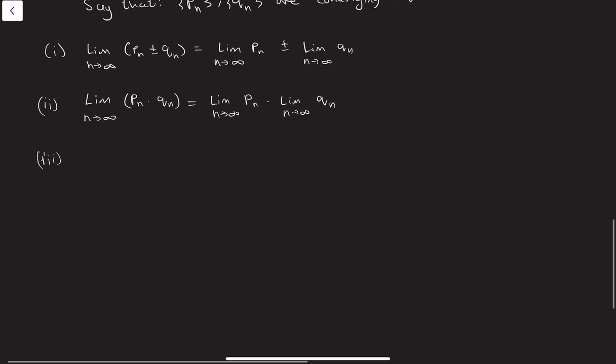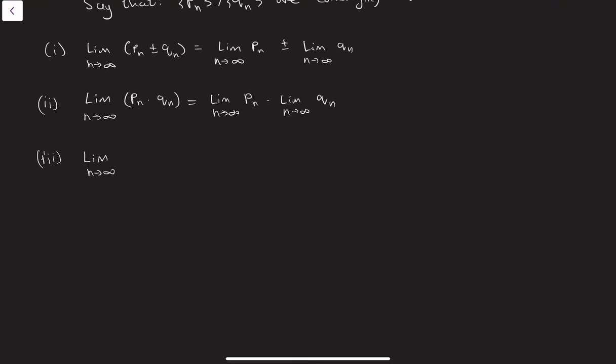So next one, let's say we have the limit as n approaches infinity of P of n over Q of n. I think you could guess what's going to happen in this case. We can split up our limits as such. Oh, that's n approaches infinity, it's not a number. Sorry about that. Q of n.